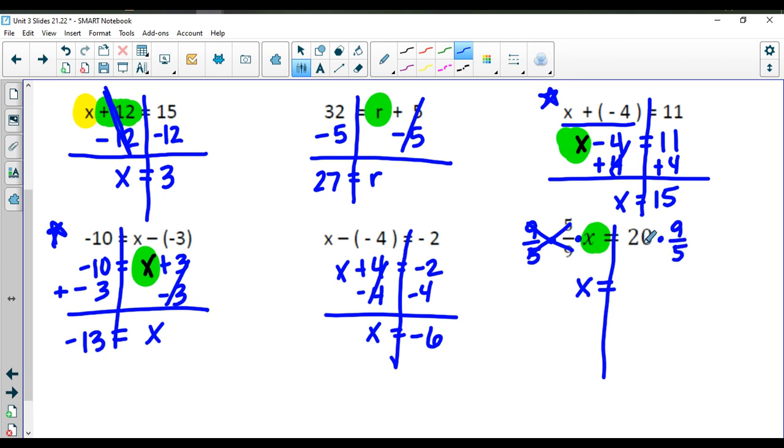Quick trick if you're not sure how to do this one, 20 divided by 5 is 4, and 4 times 9 is 36. Or you could write it over, and then you could reduce. This would be a 4, this would be a 1, and 4 times 9 is 36. So that wraps up lesson 3.1 that you have for today. So that is your first lesson in your Unit 3 notes packet, and it is all about properties of numbers and one-step equations.